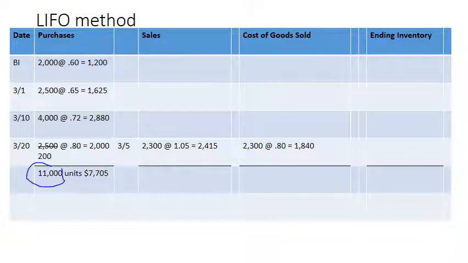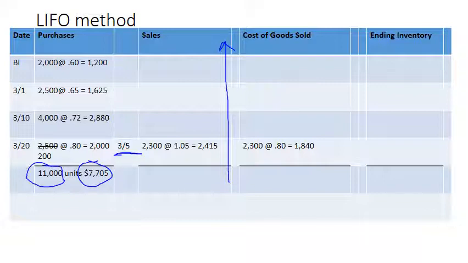When we start, we have 11,000 units, $7,705. Our first sale, March 5th. Now LIFO, last in, first out. So we're starting at the bottom and working our way up. So our first sale will list at the bottom, and we're going to work our way up. So 2,300 units are sold.